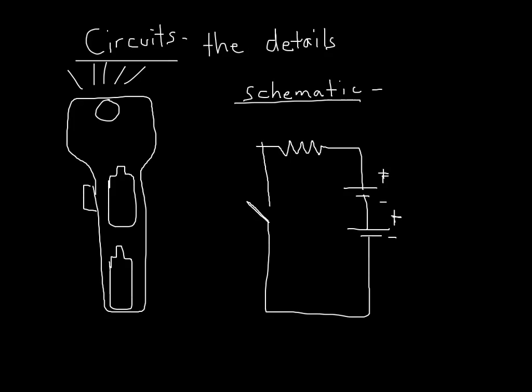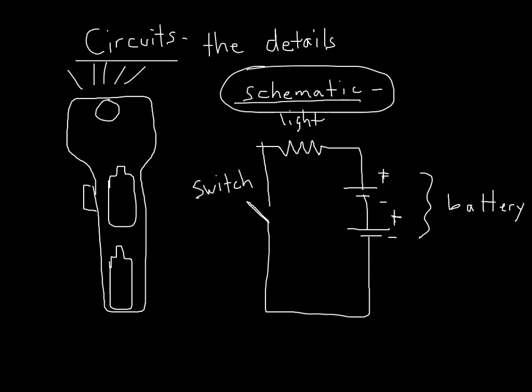I can label what all these things are. The little resistor is my light bulb. These 2 guys over here are the batteries, and I have a switch. We're going to use these kind of schematic diagrams in order to analyze circuits.